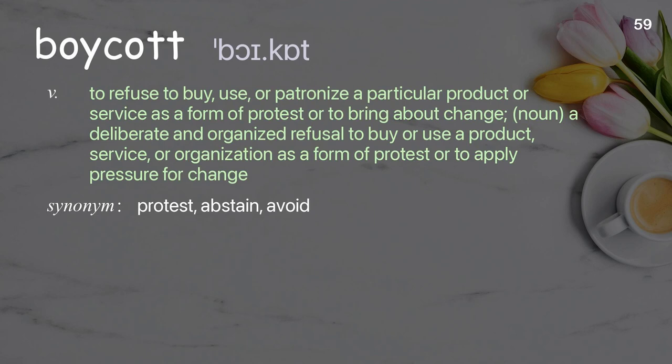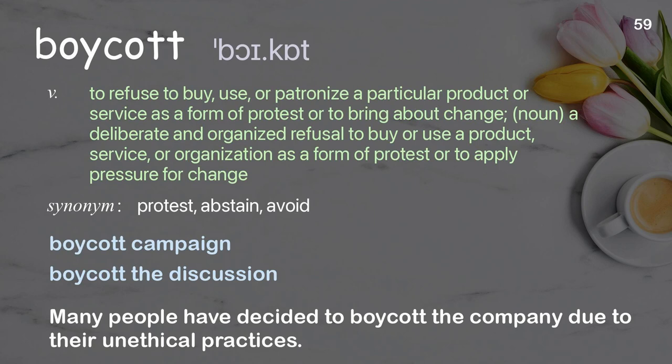Boycott. To refuse to buy, use, or patronize a particular product or service as a form of protest or to bring about change. Noun: a deliberate and organized refusal to buy or use a product, service, or organization as a form of protest or to apply pressure for change. Examples: Boycott campaign. Boycott the discussion. Many people have decided to boycott the company due to their unethical practices.